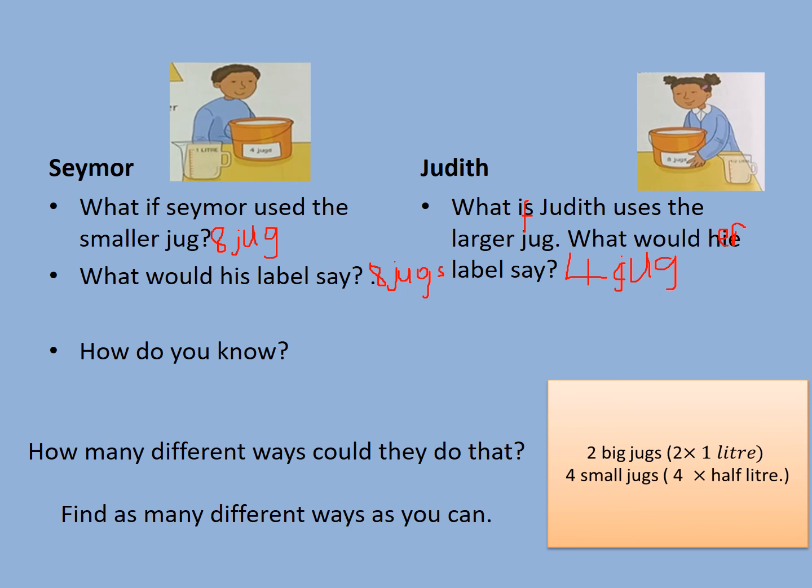How many different ways could they do that? So how many different ways could they fill their buckets? So they could either use the 1 liter jug or the half-liter jug, or use both the 1 liter jug and the half-liter jug to fill both their buckets.